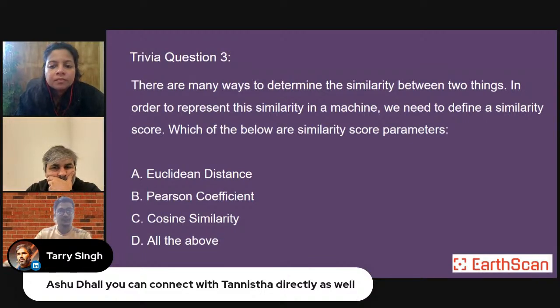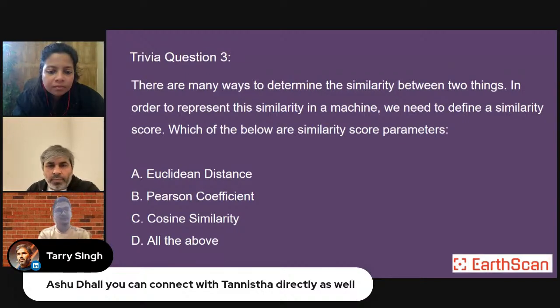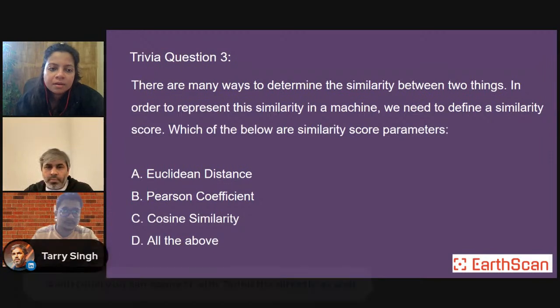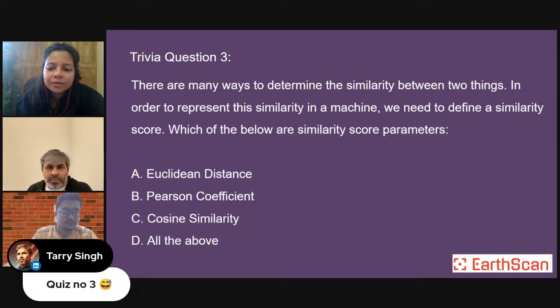So there is Euclidean distance, then there is Pearson coefficient, and then there is cosine similarity. Which among these do you think is used as the similarity score? Do you have an answer? You can comment. I think we can move on. Okay.